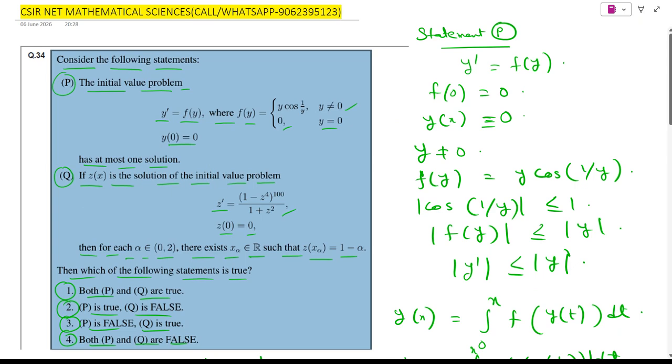Okay, so in the next session, we will be solving a more important question from the CSIR NET Mathematical Sciences, and this question is a previous year question, and all the questions I'm discussing over these sessions are previous year questions. Okay, so this is very much important for your examination.